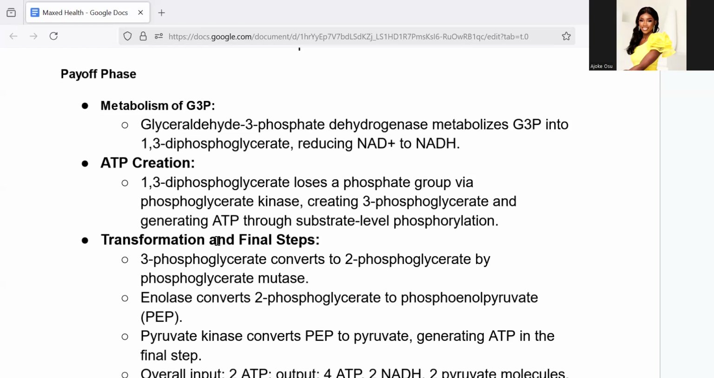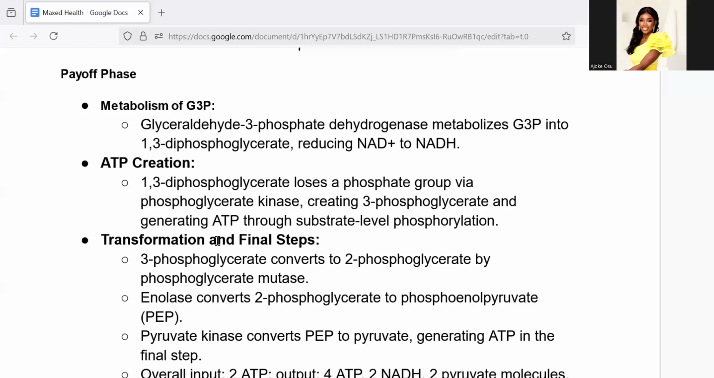The 3-phosphoglycerate turns into 2-phosphoglycerate by phosphoglycerate mutase, and then enolase turns 2-phosphoglycerate into phosphoenolpyruvate, PEP. And the final step, pyruvate kinase turns PEP into pyruvate and phosphorylates ADP into ATP through substrate level phosphorylation, thus creating 2 ATP. So this step is also irreversible.